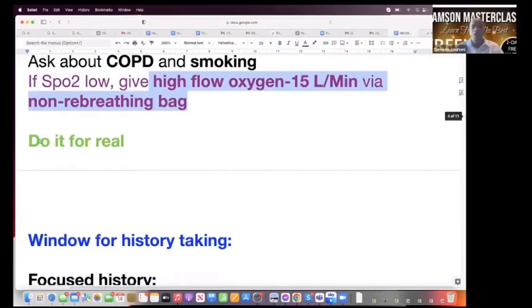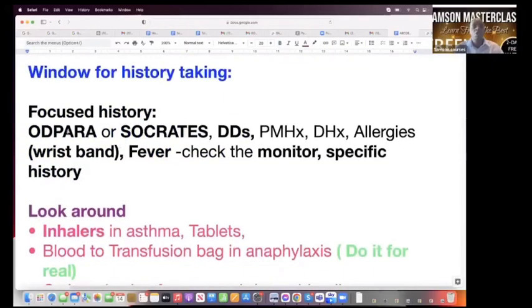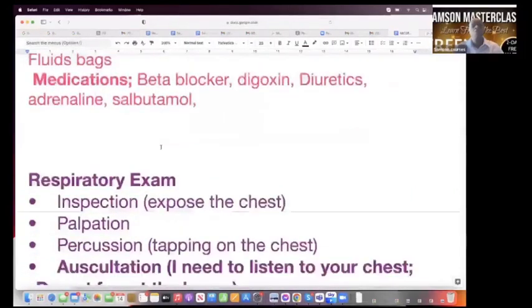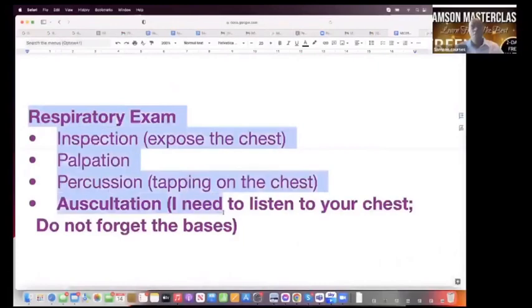Do it for real. Everything, go do it for real. Then take a focused history. You also look around for the equipment. That's B. Then what you do next is respiratory examination.